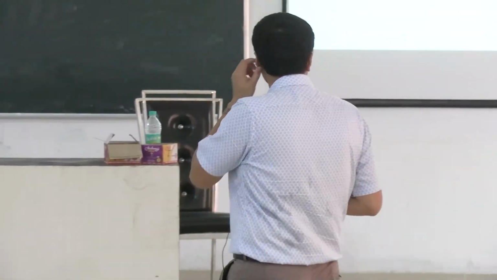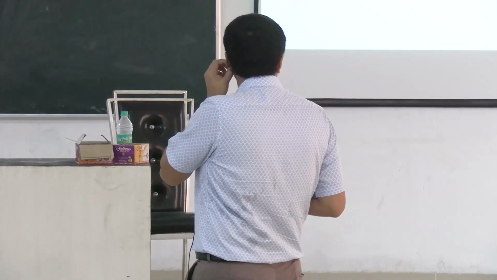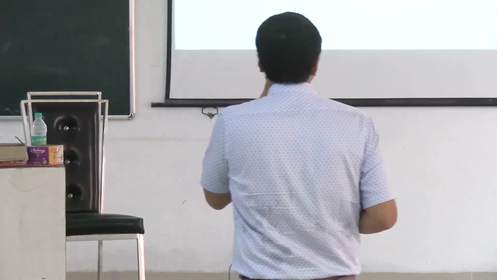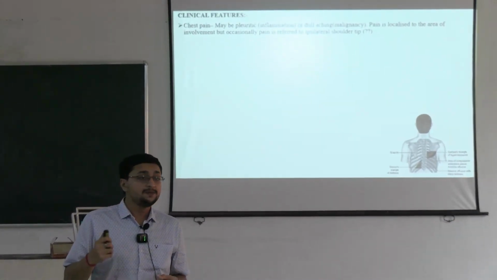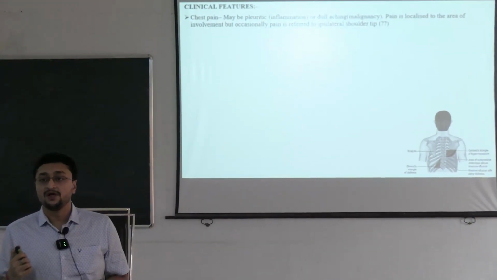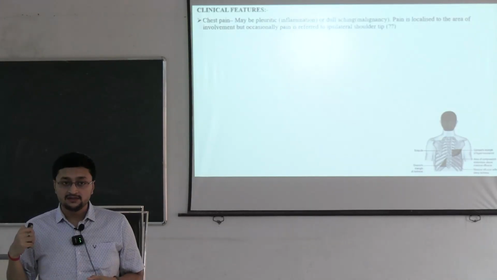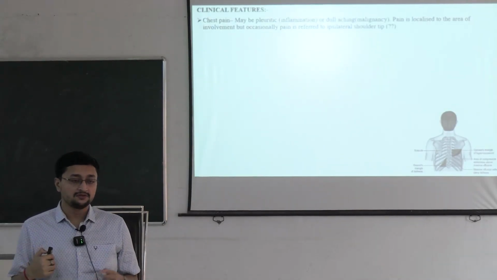So chest pain, and the pain may be localized to the area of involvement, but occasionally pain may be referred to the ipsilateral shoulder joint. Why? Is this statement correct or not?